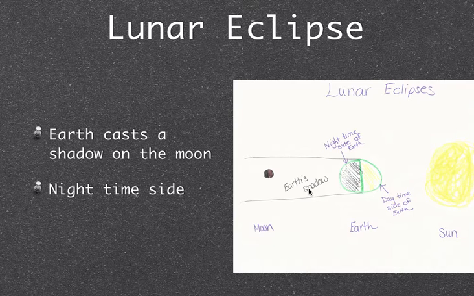Many of the ones I've witnessed are in the winter, and they're late at night, so it's pretty cold watching them, but it is really nice to see. So again, that's the nighttime side of Earth that can witness the lunar eclipse.